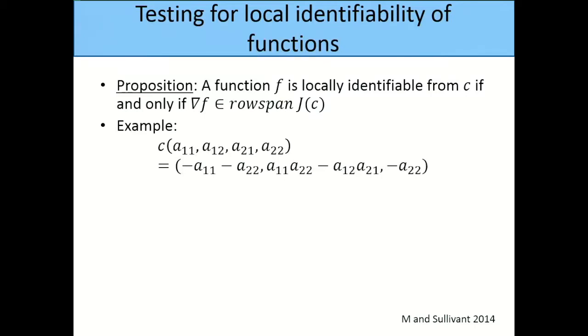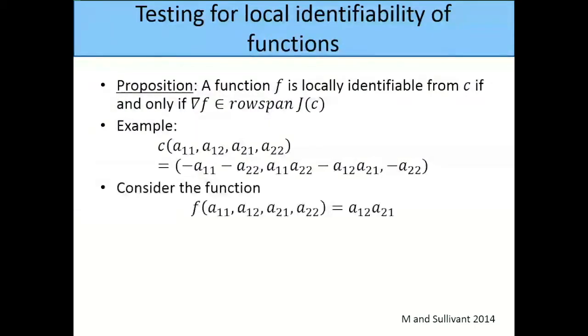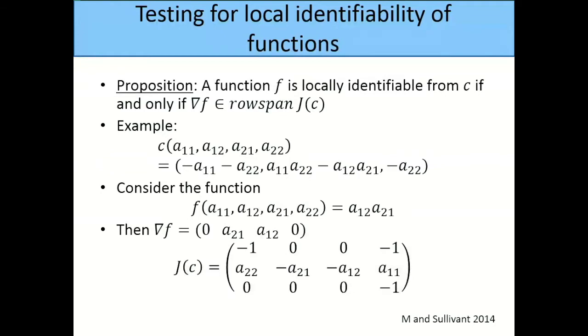So let's try this out on our two-compartment model. We have our coefficient map. We can test this out on this monomial a12 times a21. So let's find its gradient. And clearly this row vector is in the row span of the Jacobian. It's not too hard to see. For example, multiply the first row by a22, add it to the second row, multiply this by a11 minus a22, add it to the second row and negate, and you get that vector.